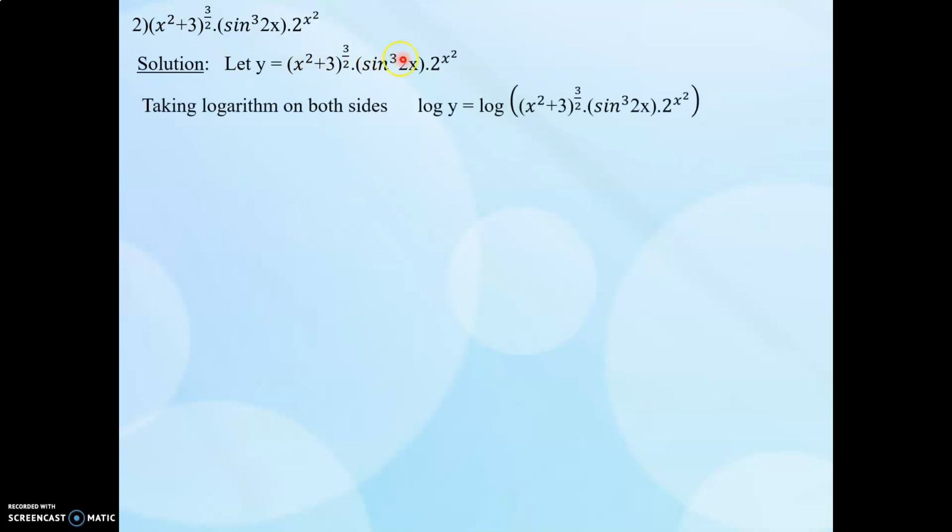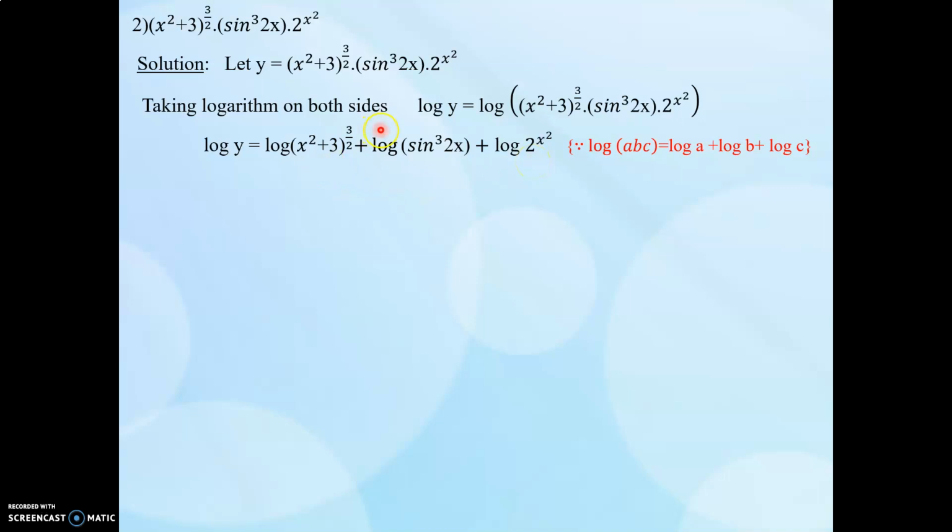Next question is (x square plus 3) whole raised to 3 upon 2 into sine cube 2x into 2 raised to x square. So it is u into v into w format. So let y be equal to the given question. Taking logarithm on both sides, log y is equal to log of this full term. So log of abc can be written as log a plus log b plus log c by the law of product. So log y is equal to log of the first term plus log of the second term plus log of the third term.